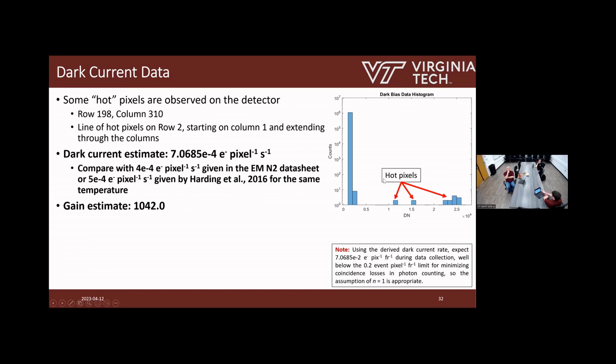Now, something to note is that when we're looking only at the dark bias data, we can actually identify where some hot pixels are occurring. And these are pixels with enhanced dark current generation. So there's a couple that we see, 2 occurring here in the middle, but then also quite a number of pixels with very high dark current. And again, we can see our gain estimate compares favorably to our nominal value of 1,000.